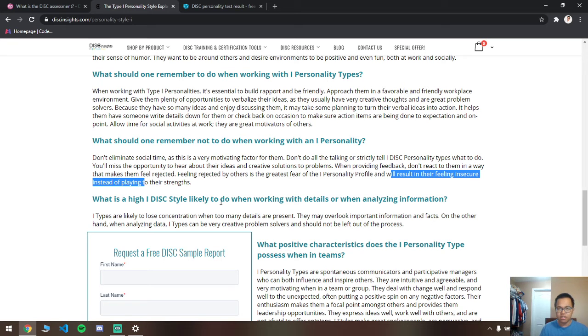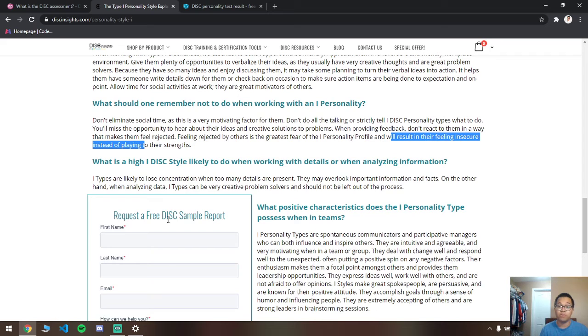Okay, so working with detail and analyzing information. They are likely to lose concentration when too many details are present. They may overlook important information and facts. On the other hand, when analyzing data, they can be very creative problem solvers and should not be left out of the process.